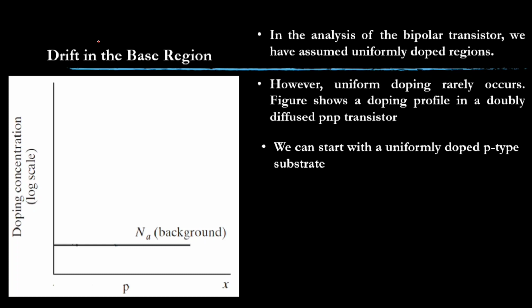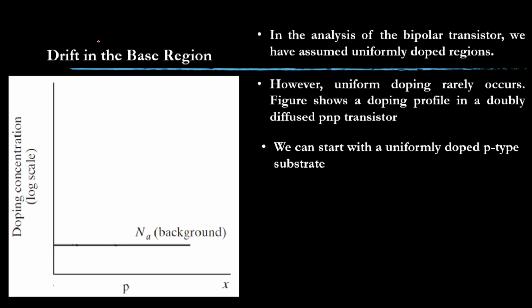Today we are going to discuss some secondary effects on the bipolar transistor. In the whole analysis we have seen so far, we assumed that the entire semiconductor is a uniformly doped region. We have an emitter, a base and a collector.